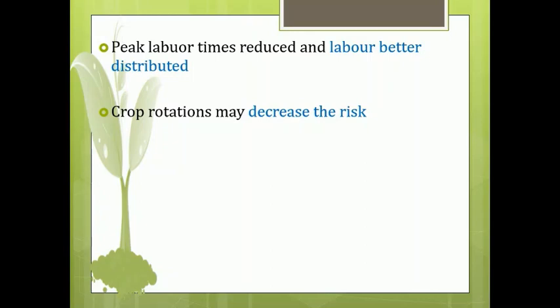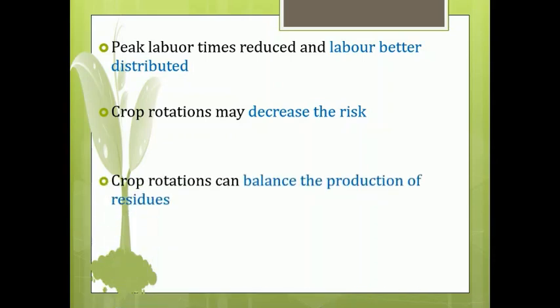Crop rotations may decrease the risk created by extreme weather events such as droughts or floods and their effects, as bad seasons or bad parts of the season may affect some crops more than others. Crop rotations can balance the production of residues by alternating crops that produce few and or short-lived residues with crops that produce a lot of durable residues.